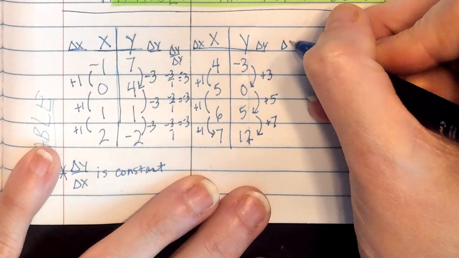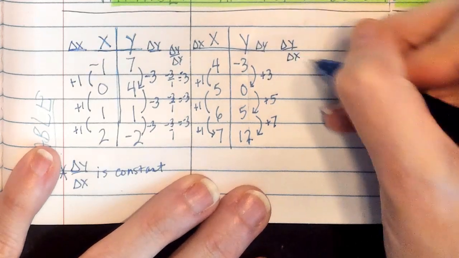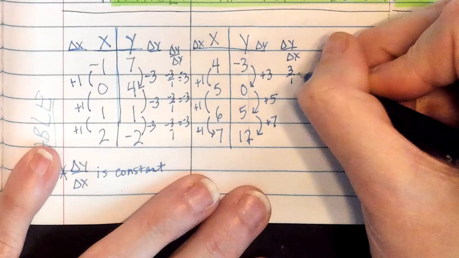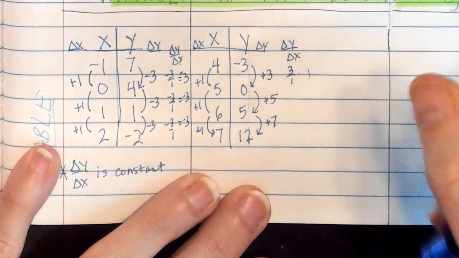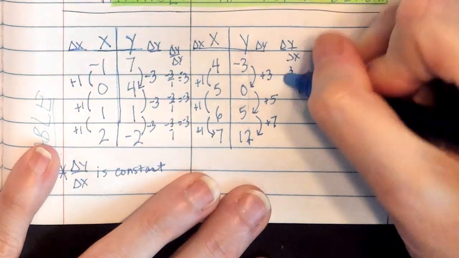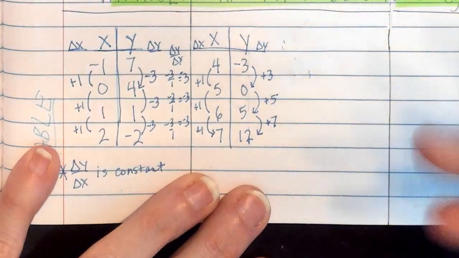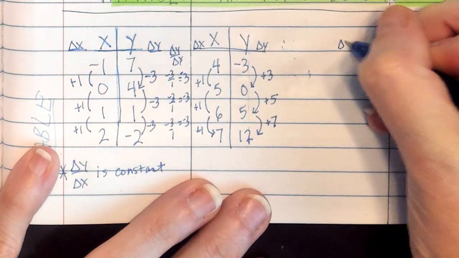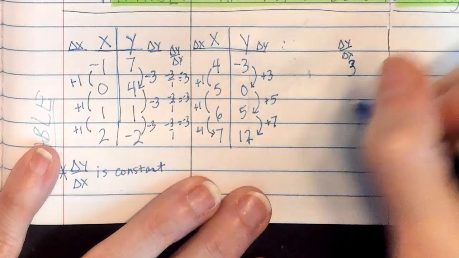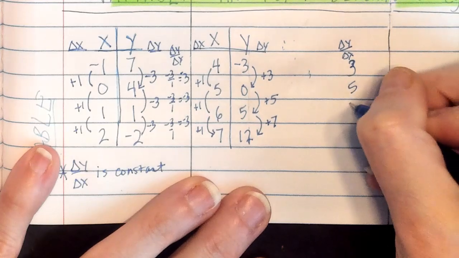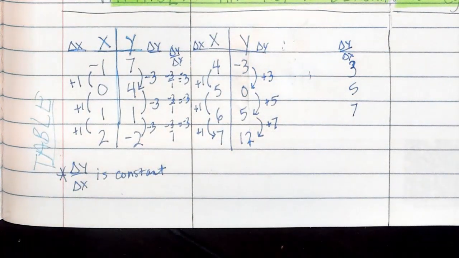Let's prove it. Delta y over delta x. So I have 3 over 1, which is 3. Let me scoot this over a little bit. Sorry, you guys. So my delta y over delta x for the first row is 3 over 1, which is 3, and then 5 and 7. Well, that's not right. That's not it.